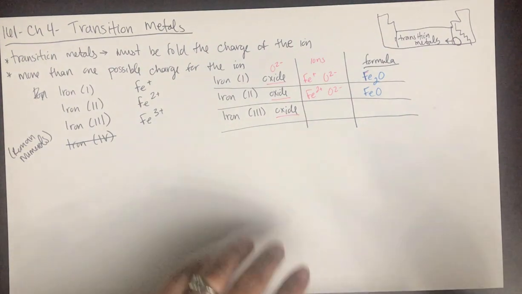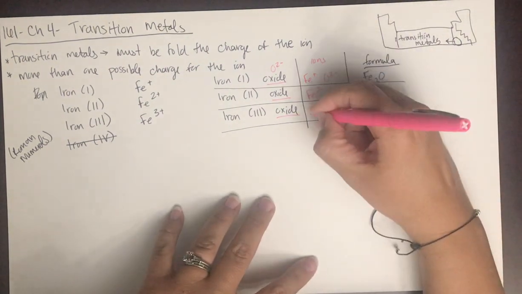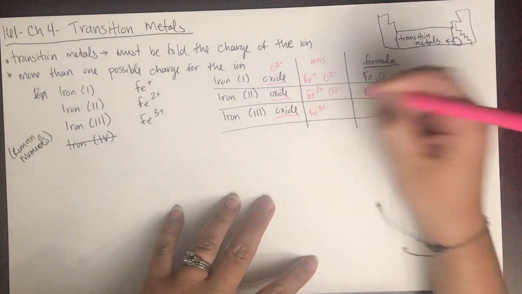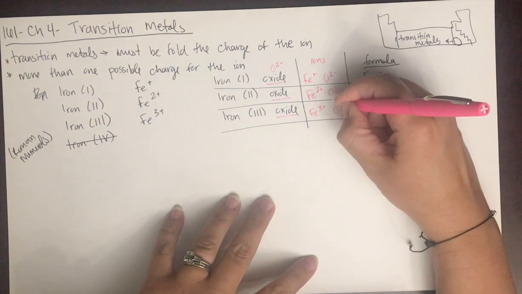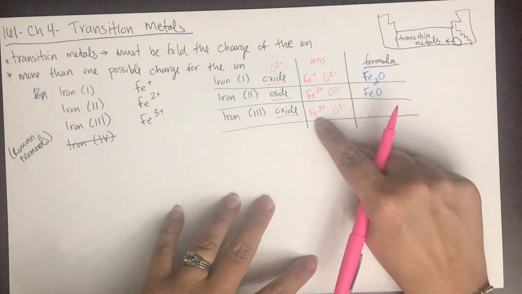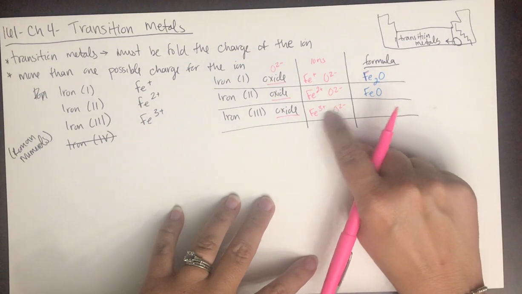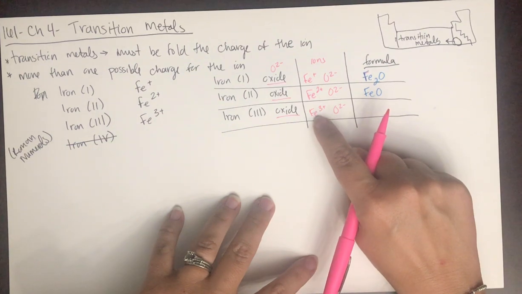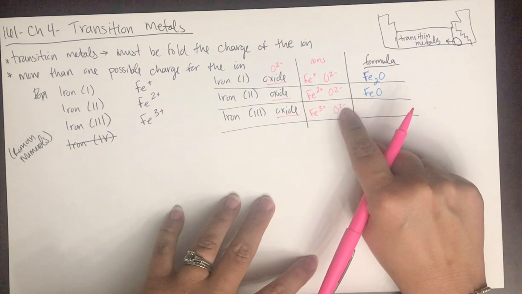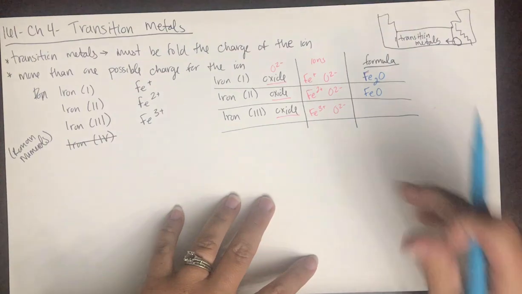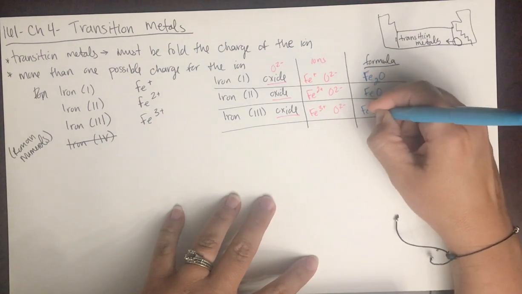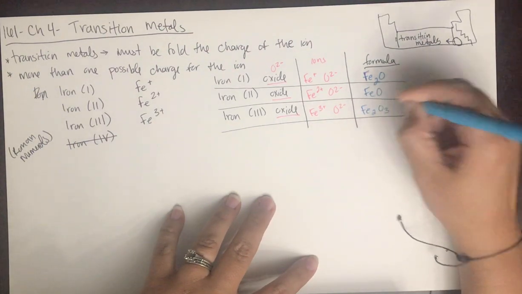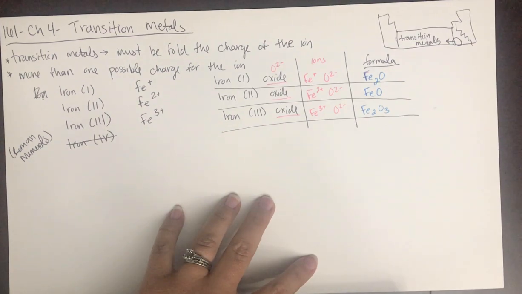Now let's look at the last one, iron 3 oxide. Fe3+, and oxygen is O2-. Because these are different, we want the lowest common denominator, which is 6. So I want 6 positives and 6 negatives. So it becomes Fe2O3. Fe2O3 is iron 3 oxide.